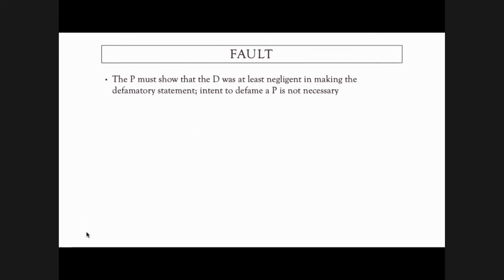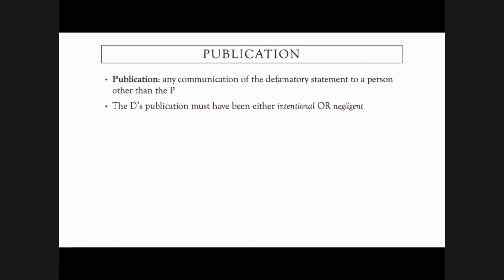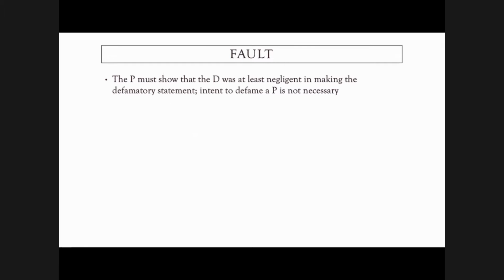Okay. And then for fault, also pretty simple. The plaintiff has to show that the defendant was at least negligent in making the defamatory statement. Intent to defame a plaintiff is not necessary. So the elements of publication and fault are similar, and you might have some redundancies there, but they're separate elements and you want to give each one an analysis.